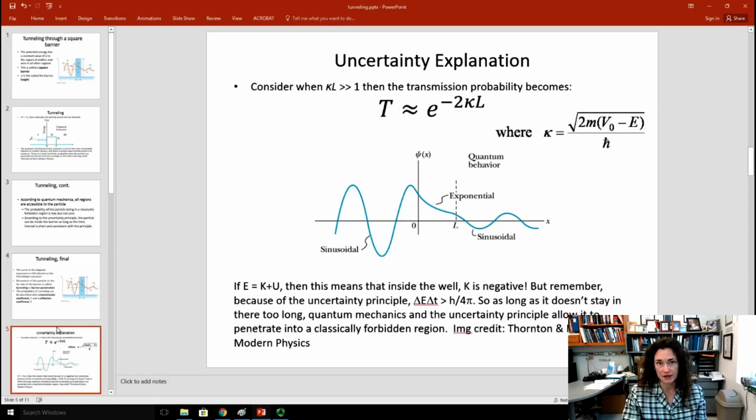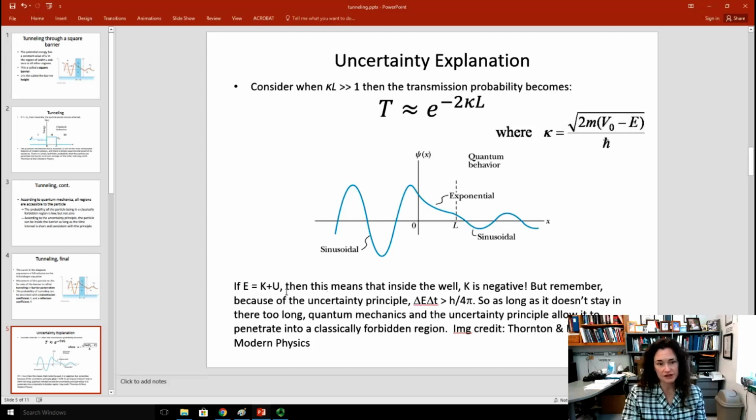So what is T? Well, it's actually a slightly more complicated function than what I show here, but you can approximate T as a decaying exponential. If you take the limit that kappa times L is much greater than 1, then the transmission probability becomes e to the minus 2 kappa L. And here kappa is the square root of 2m times (V naught minus E), divided by h bar. Remember that m is the mass of the particle, V naught is the barrier height, E is the energy of the particle, and h bar is Planck's constant divided by 2 pi.